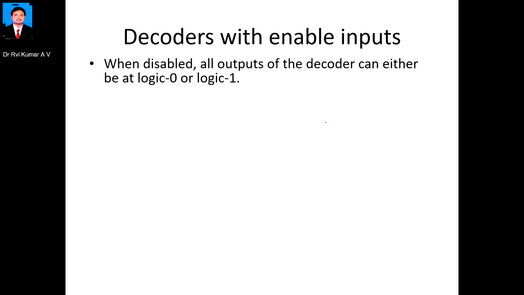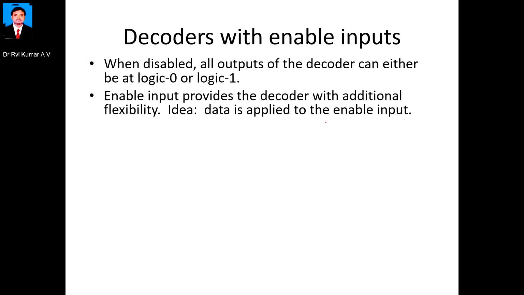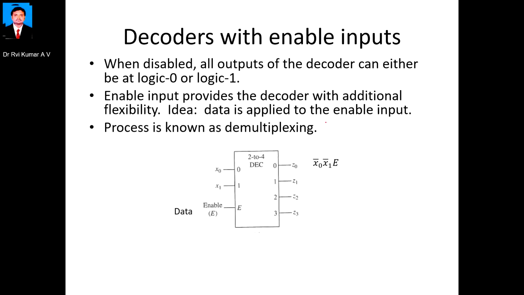When disabled, all outputs of the decoder can be either logic 0 or logic 1. The enable input provides the decoder with additional flexibility. The idea is that data is applied to the enable input. That process we call demultiplexing.